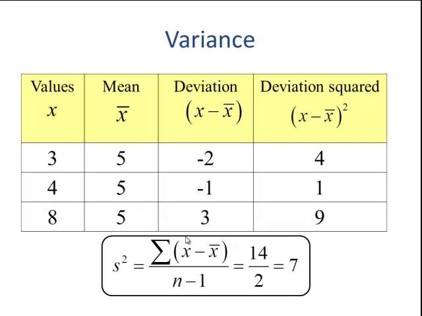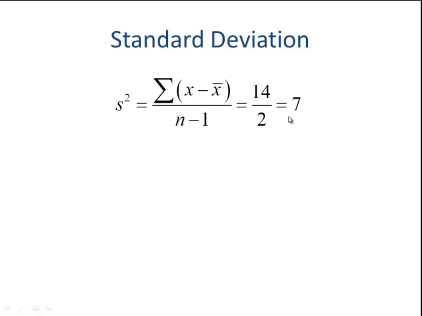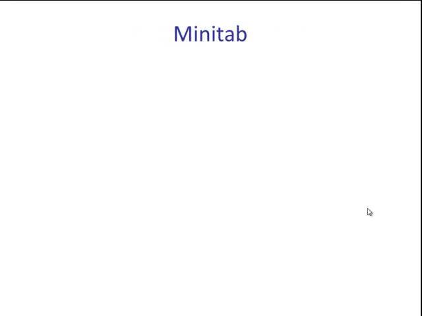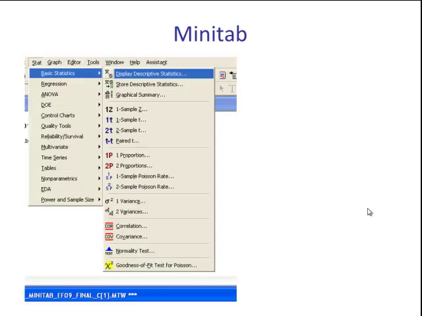If you remember our problem from variance, s squared was 7. So we want to compute the standard deviation of this. So if we know the variance is 7, all we have to do is take the square root of the sample variance and we get the standard deviation. Square root of 7 is approximately 2.65. So what this means is that for the data set 3, 4, and 8, the average deviation away from the mean is about 2.65 units away.